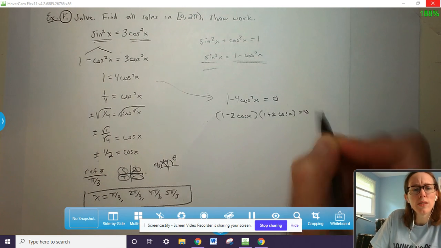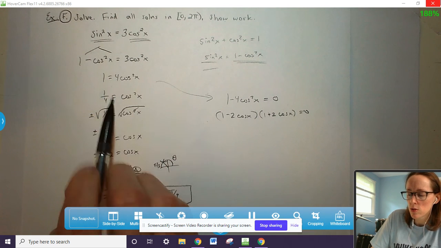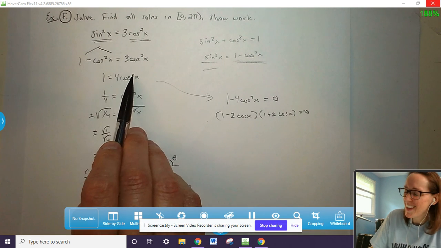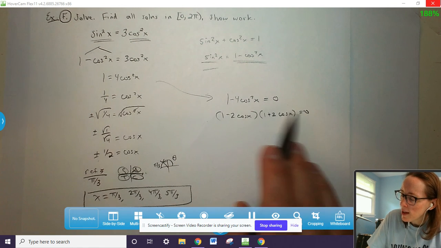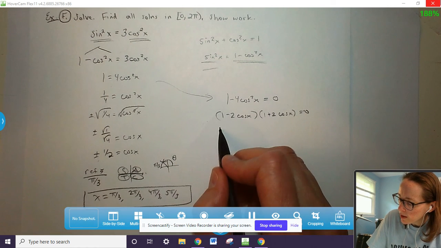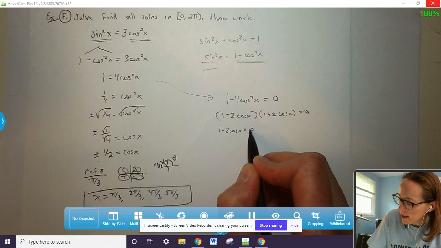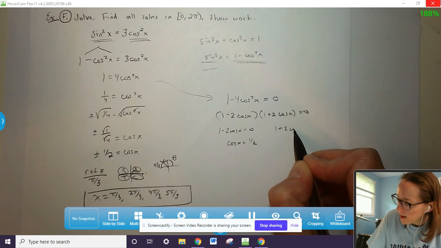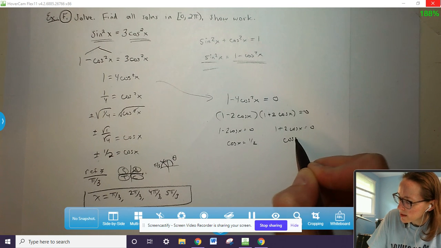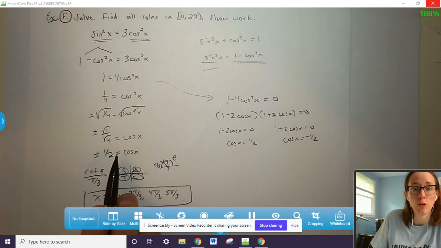This type doesn't always factor. It happens to factor because this is a 1 and a 4 and that's squared, and it's a minus in between. Okay, but this one happens to factor. This factor will give you cosine x equals 1/2, and this factor will give you cosine x equals negative 1/2, so you do get the same answers.